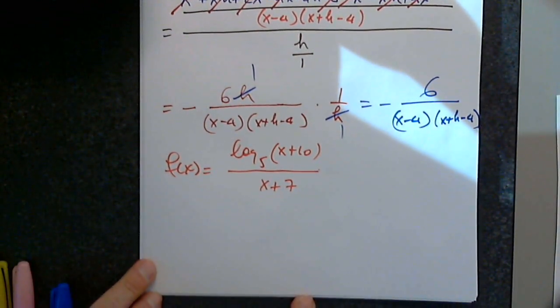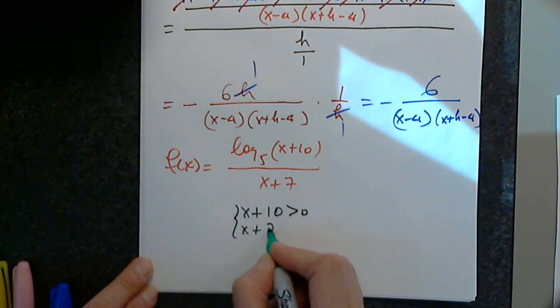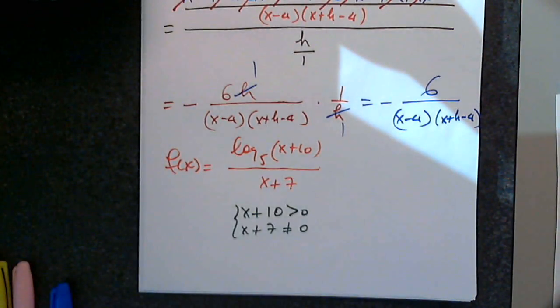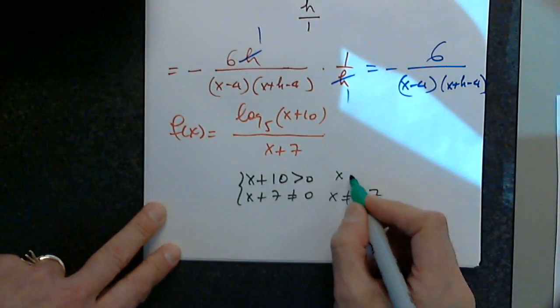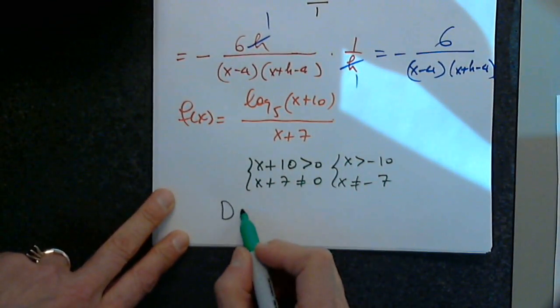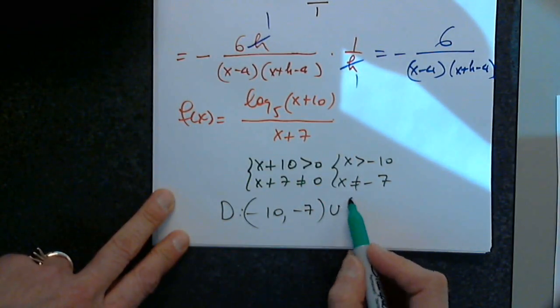I know. x plus 10 has to be greater than 0, and x plus 7 cannot be 0. That's it. So let's determine the domain. x cannot equal negative 7. Correct. And then x plus 10 is greater than 0, so x greater than negative 10. So then the domain is negative 10 to negative 7 union negative 7 to infinity.